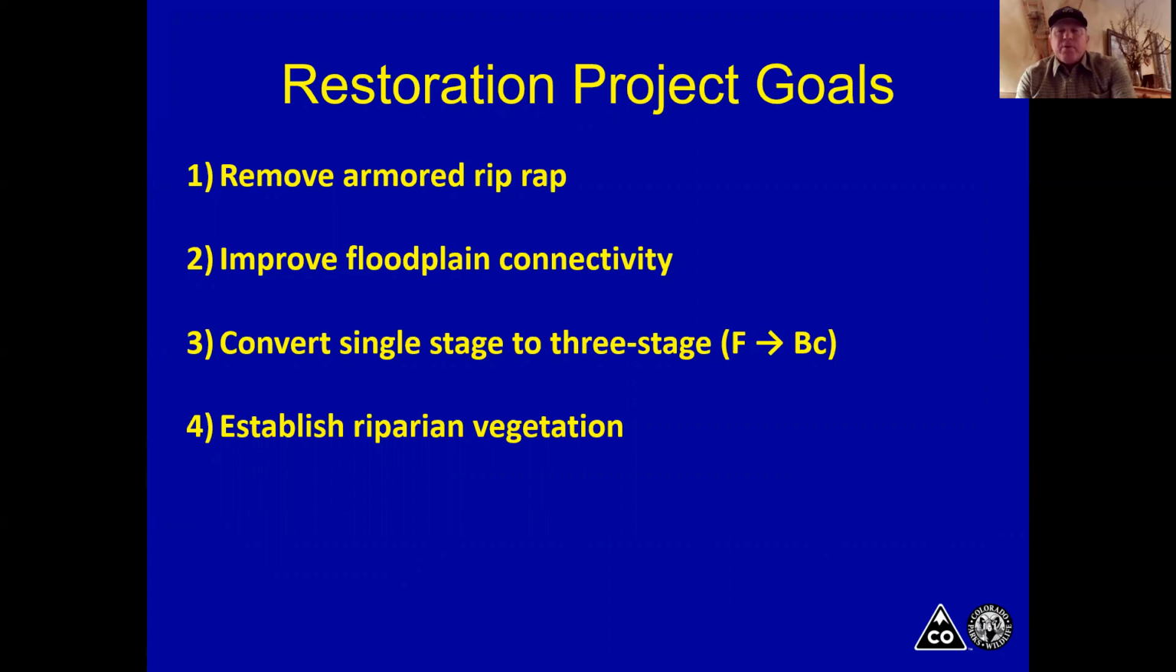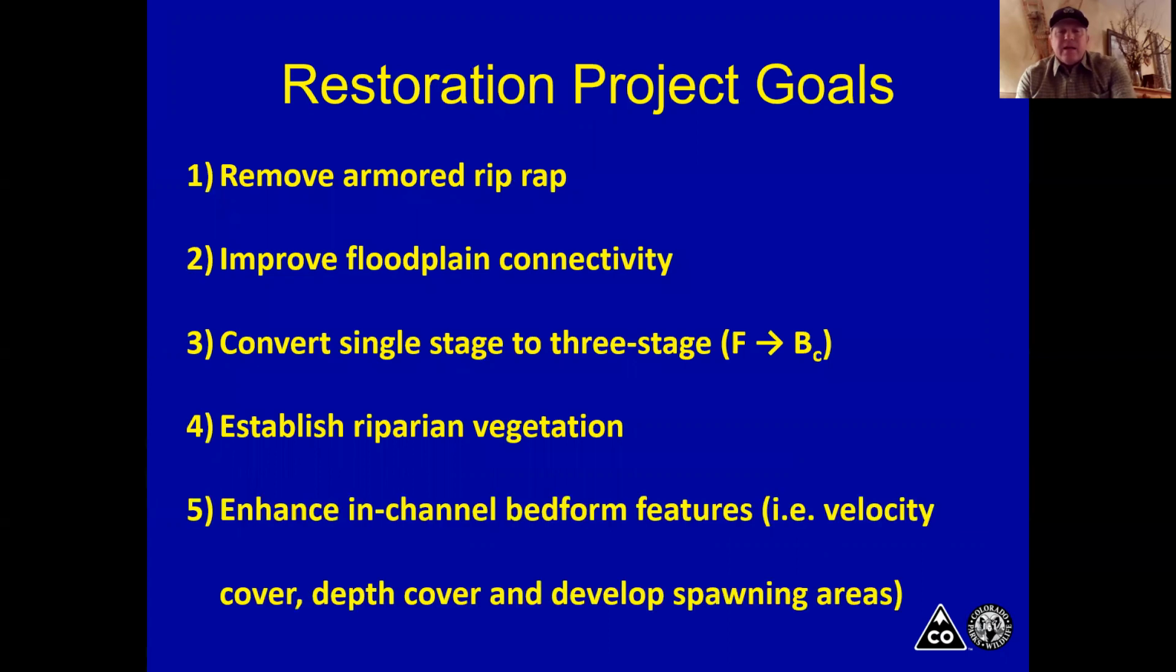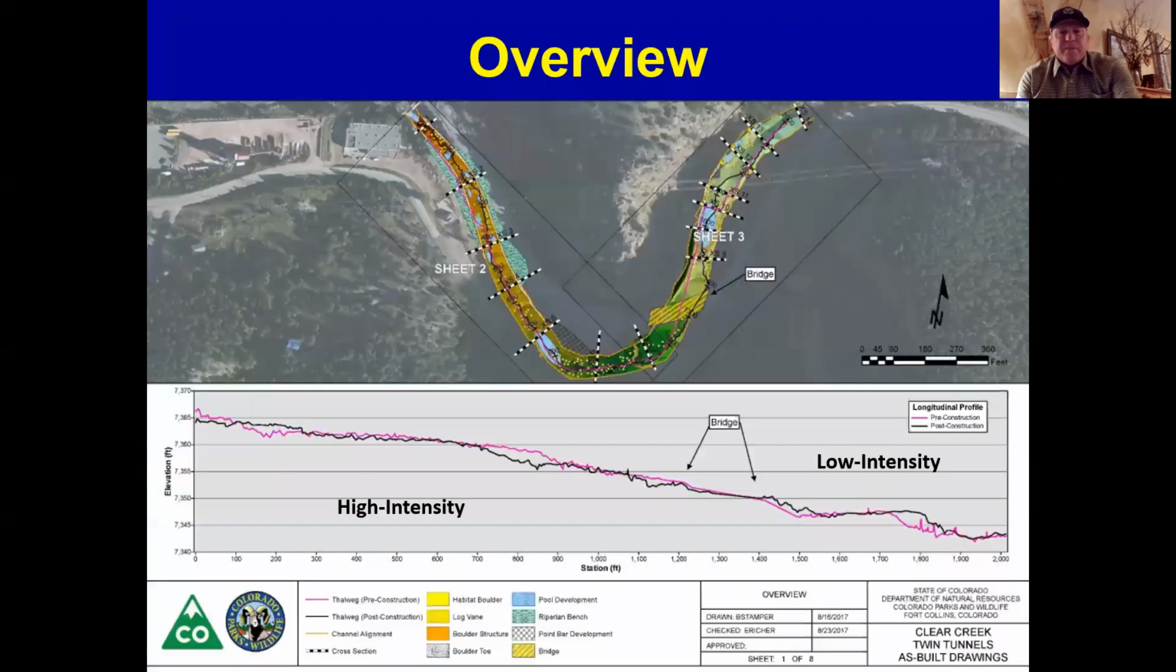So also one of the goals was to establish riparian vegetation. You saw from my prior photographs just riprap banks. And then enhance in-channel bed form features, so create velocity cover, depth cover, and hopefully develop some spawning areas in the stream.